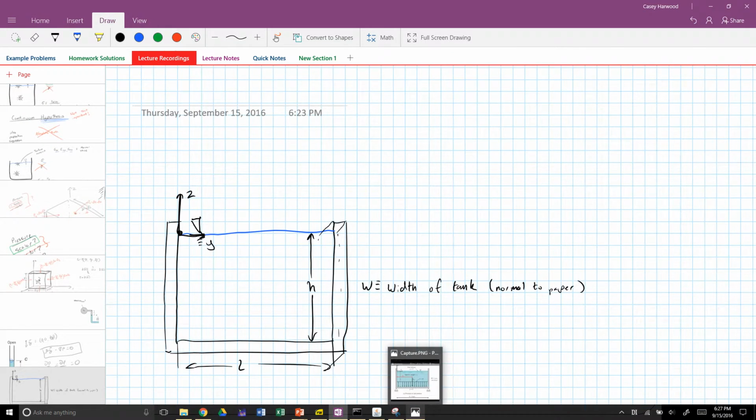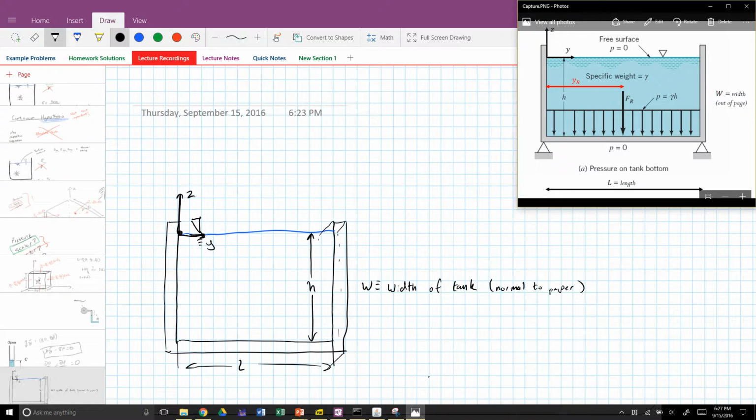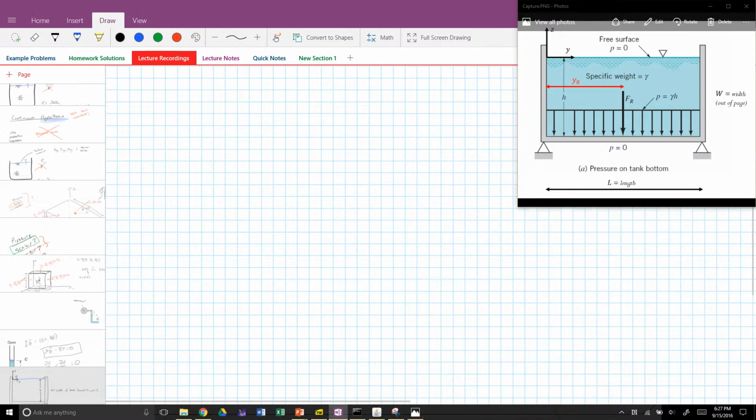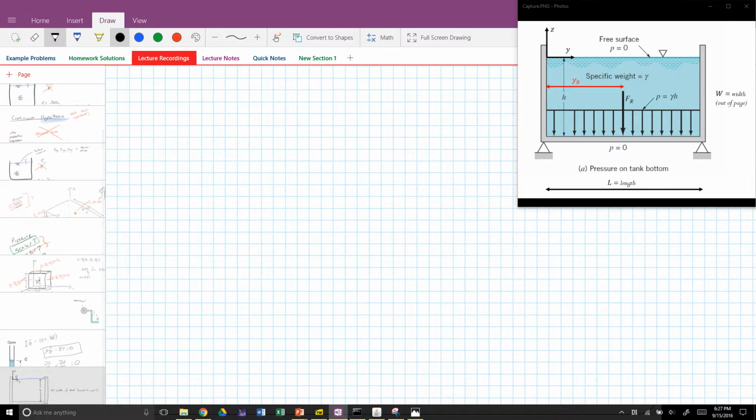Oh, that did not work. Sorry, bear with me, guys. There we go. Okay, so we've got our picture of our tank here. That didn't want to stay on top.